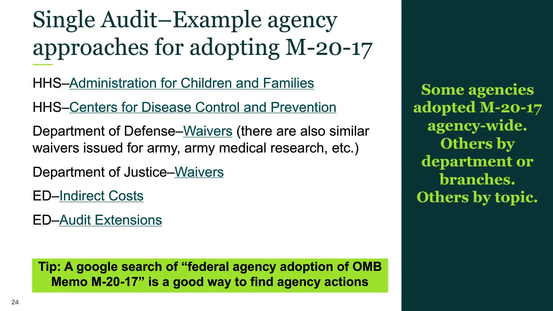As I mentioned, here are some examples of how agencies adopted M-20-17. Some adopted agency-wide and others by department or branches, and even some were just by topic. As you can see, 2 departments of HHS adopted the entire memo and provided the implementing guidance, while the Department of Ed only adopted 2 of the 13 topics. This is just a snapshot of some federal agencies. So if you're wondering which agencies have adopted any or all of the memo and provided that implementing guidance, a good way to look that up is just a Google search of federal agency adoption of OMB memo M-20-17 to find agency actions.